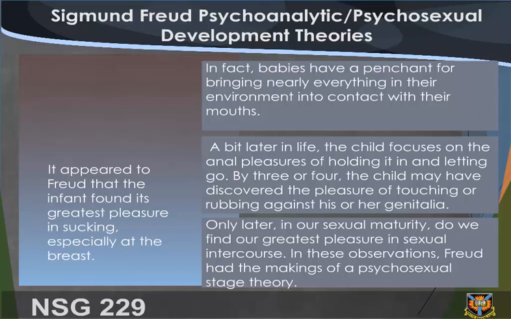A bit later in life, the child focuses on the anal pleasures of holding it in and letting go. By 3 or 4, the child may have discovered the pleasure of touching or rubbing against his or her genitalia. Only later, in our sexual maturity, do we find our greatest pleasure in sexual intercourse. In these observations, Freud had the makings of a psychosexual stage theory.